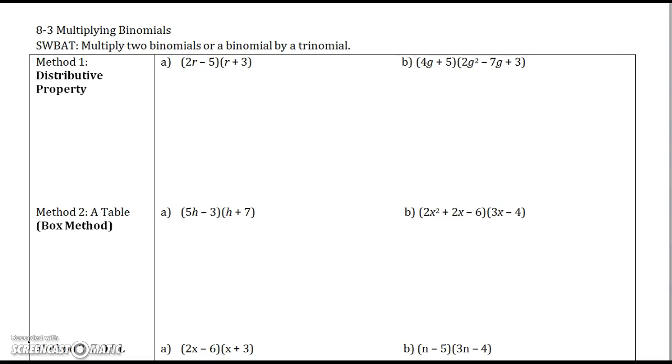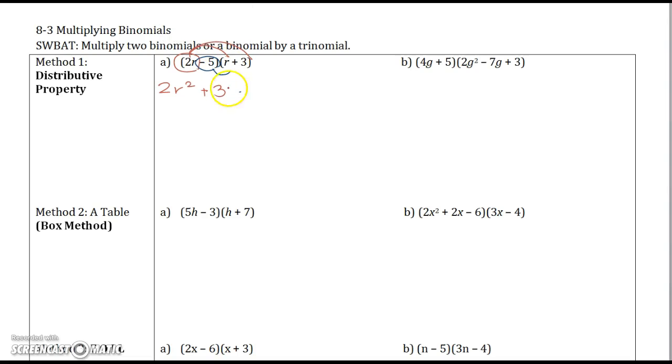So multiplying. The first method I'm going to show you is the distributive property, and that's where we look at the first term and we basically distribute it to all of the other ones. So this positive 2r, I'm going to distribute here and here. So 2r times r is 2r squared. 2r times 3, positive 6r. Then you're going to look at the next term, which is negative 5, and I'm going to distribute that as well. Negative 5 times r. Ooh, I forgot my r.